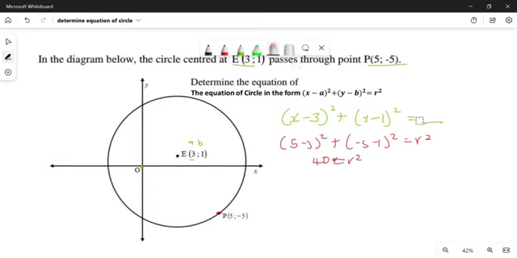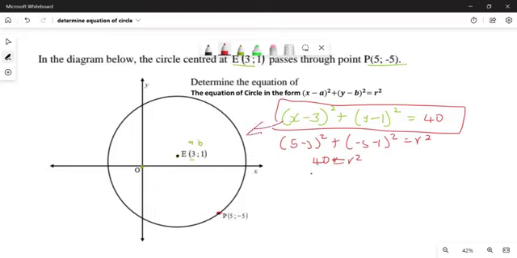In other words, it means that you can come and erase here. Instead of saying R squared, we are going to put what here? 40, not 4 degrees, 40. And then this is going to be the equation. This is the equation of the circle here.